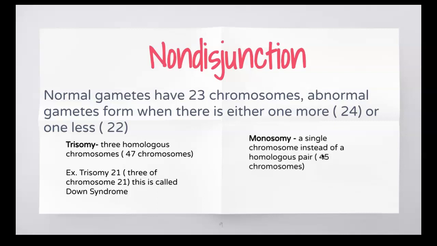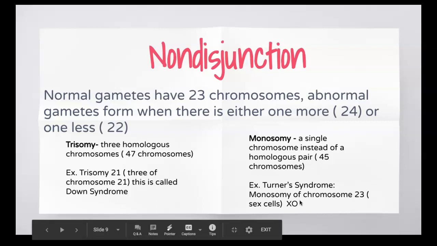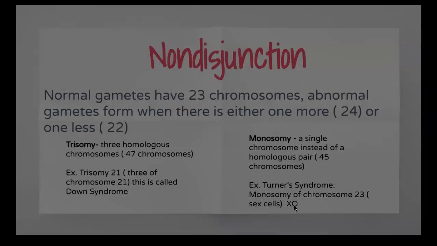Monosomy, on the other hand, is when they have only one of their homologous chromosomes instead of having a pair, which they normally would have two. So mono as in one, because they only have one in the pair. And the example that we'll talk about later is Turner syndrome. They only have one X chromosome instead of two X's or an X and a Y. So that's called Turner syndrome.